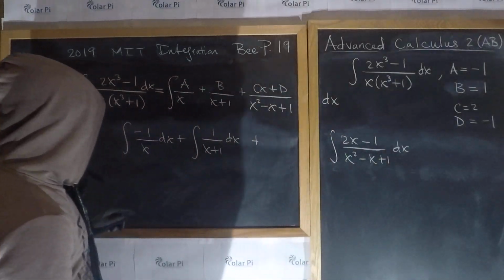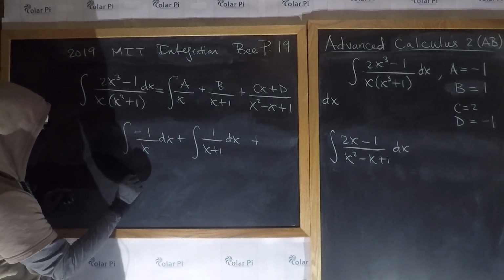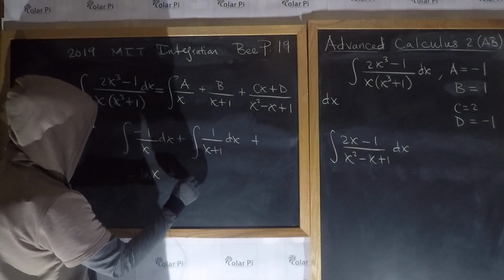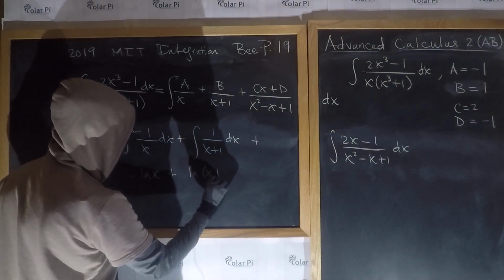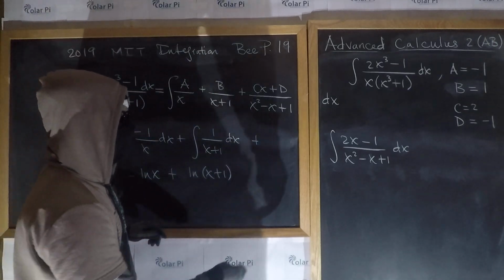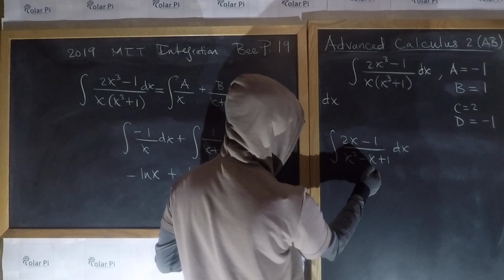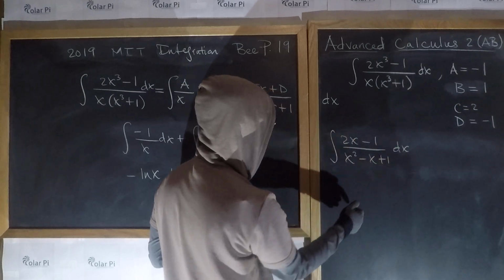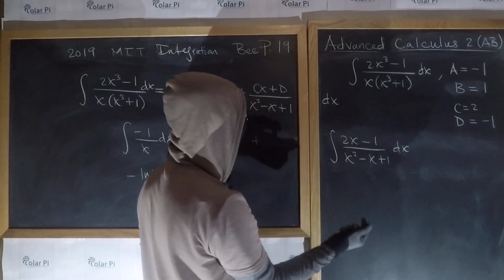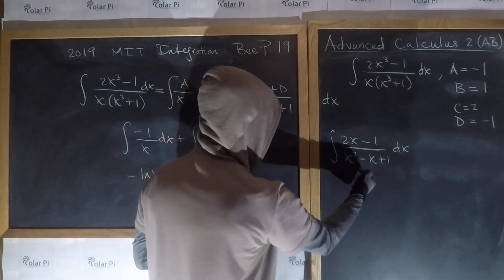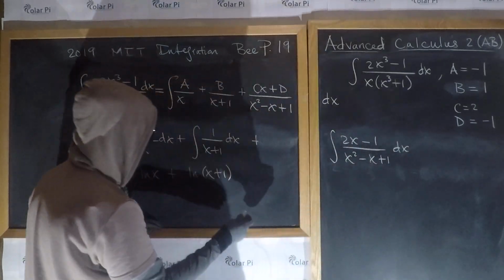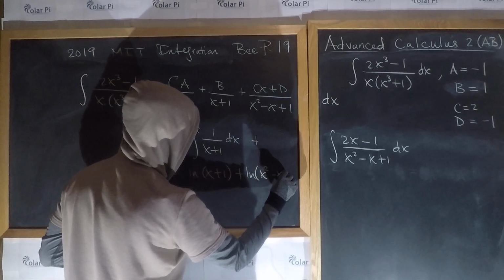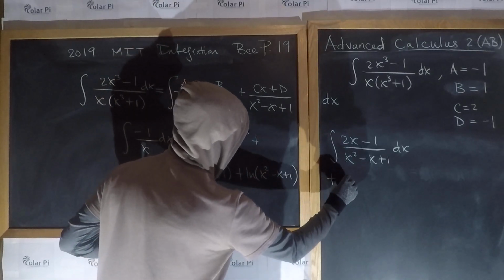Right? Okay, cool. Now this here is just negative natural log of x. And then this here is natural log of x plus 1. And this here, if you let u equal x squared minus x plus 1, notice that du is exactly 2x minus 1 dx. So this would be du over u, which would have integral natural log of u, where u is that. So we see that the antiderivative of this is just plus the natural log of x squared minus x plus 1. And we can write our plus c out here.